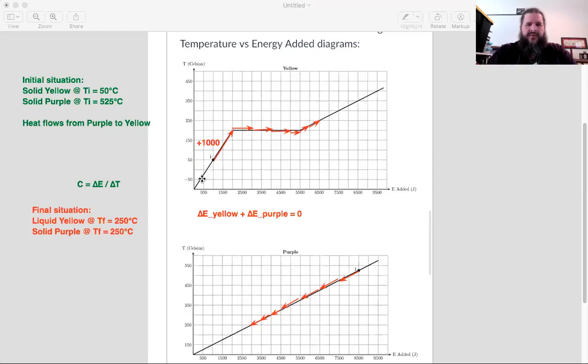And so if you wanted to write that out as an equation, that would be delta E thermal for solid yellow plus delta E bond for yellow melting plus delta E thermal for liquid yellow plus delta E thermal for solid purple. And then those all add up to 0 because those are all the changes that are taking place. Any questions on that?